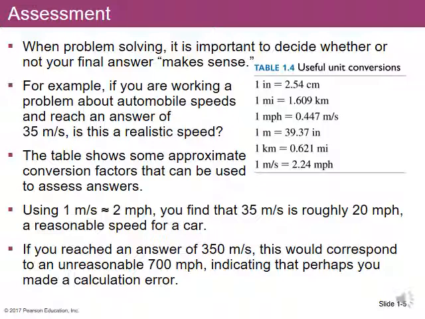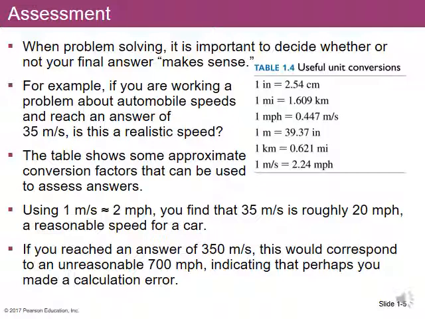how close is that? Is that a reasonable answer or not? Well, here are some rough conversion factors. 1 meter per second, as we see in the chart, is actually 2.24 miles per hour. But if we just say it's about 2 miles per hour, we can say that 35 meters per second is somewhere around 20 miles per hour.